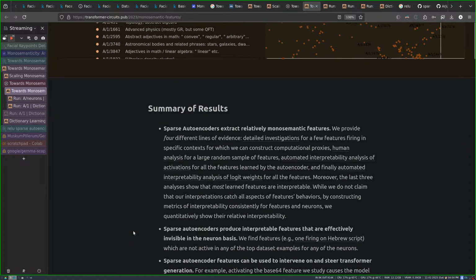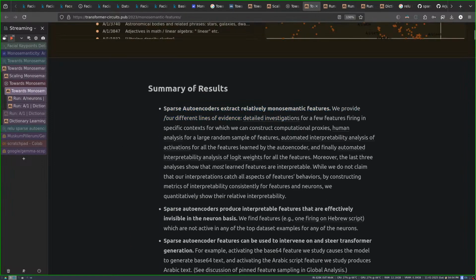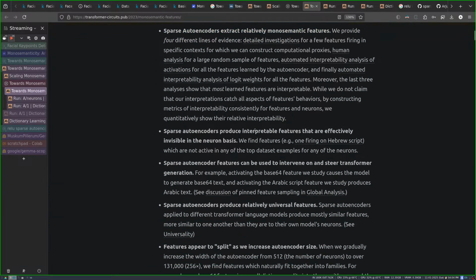Okay, cool. Summary of the result. Sparse autoencoders work very well, right? They produce interpretable features that are effectively invisible in the neuron basis. We find features that are not active in any of the top dataset examples for any of the neurons. Sparse autoencoder features can be used to intervene on and steer transformer generation.